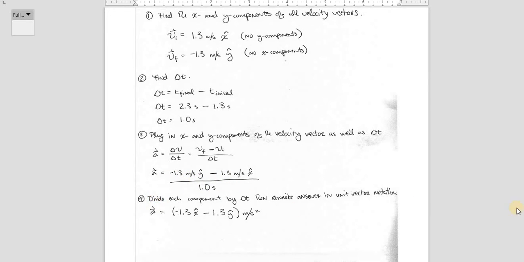And then afterwards, we need to rewrite our answer in unit vector notation. So it would look like this. Negative 1.3 x hat minus 1.3 y hat meters per second squared. And this is the x and y components of our acceleration vector.